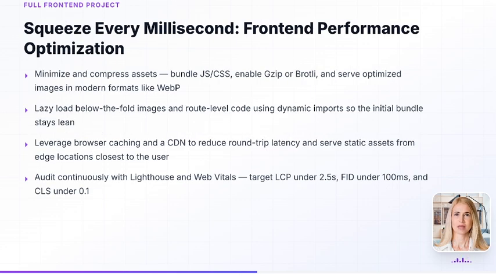Performance optimization is about removing friction between the user and your content. Faster load times directly improve engagement, conversion, and SEO rankings. By combining asset compression, lazy loading, and smart caching strategies, you can dramatically reduce both bundle size and network overhead. Make performance a habit, not an afterthought, by integrating Lighthouse audits into your CI pipeline from day one.